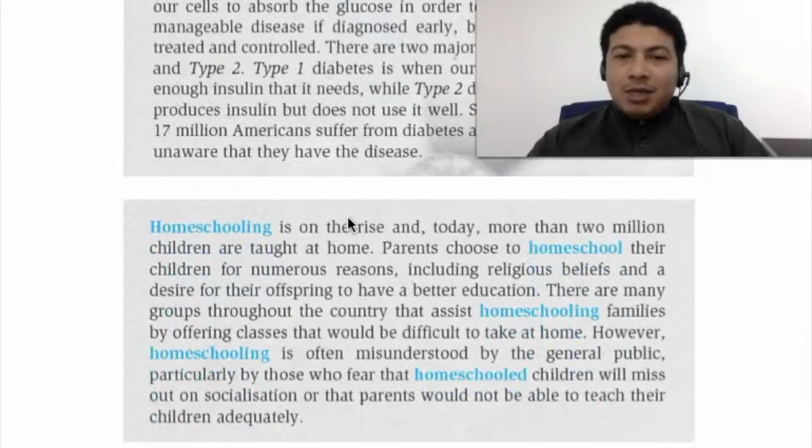And the stated main idea of this paragraph is that homeschooling is on the rise, and today more than 2 million children are taught at home. Or you can also use your own words. You can say the stated main idea is homeschooling is getting more and more popular nowadays. So the topic is homeschooling, and the stated main idea is homeschooling is getting more and more popular nowadays.